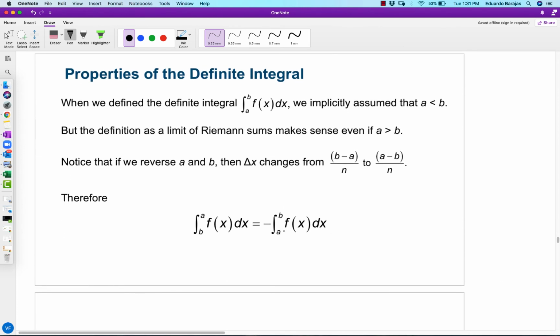When we define the definite integral, the integral from a to b of f of x dx, we implicitly assumed that a is less than b. But the definition of a limit of a Riemann sum makes sense even if a is greater than b. Notice that if we reverse a and b, then delta x changes from b minus a over n to a minus b over n. Therefore, the integral from b to a of f of x dx equals negative 1 times the integral from a to b of f of x dx.